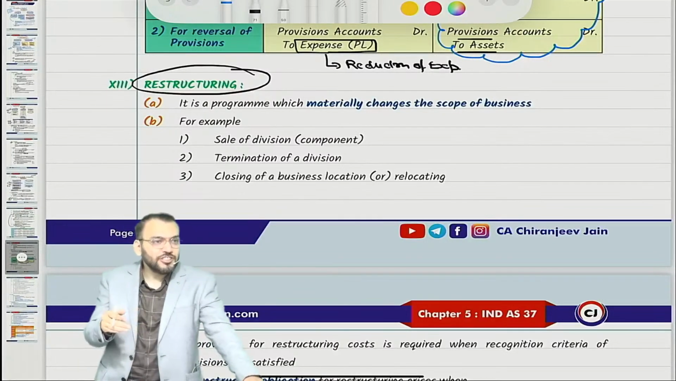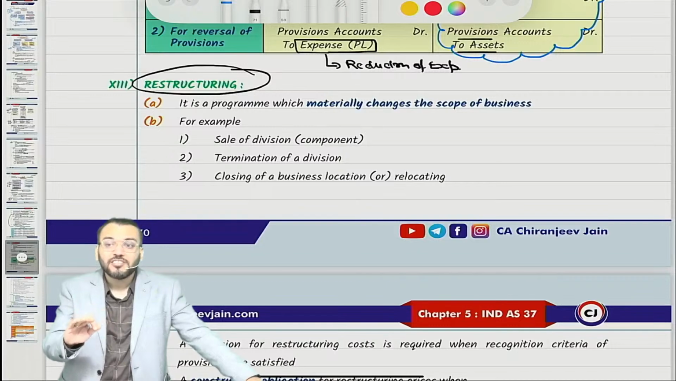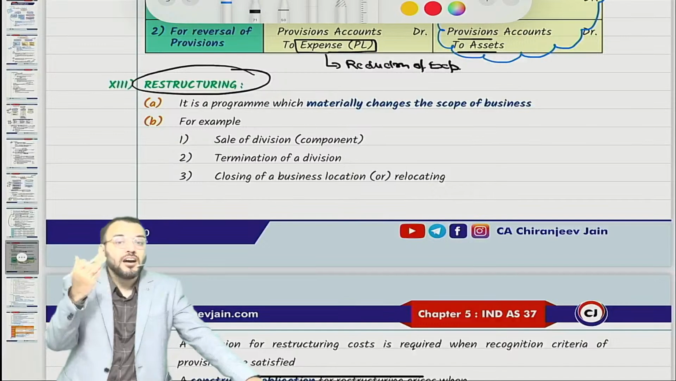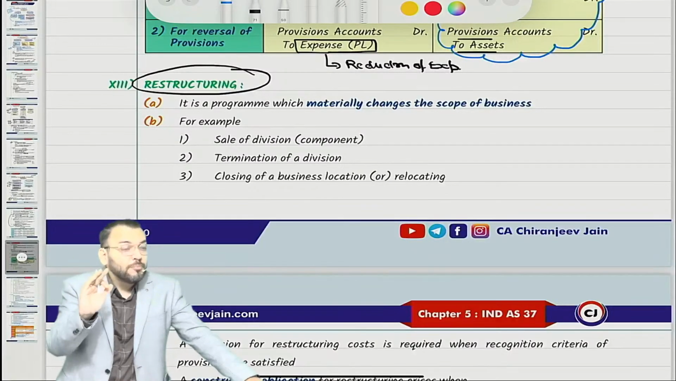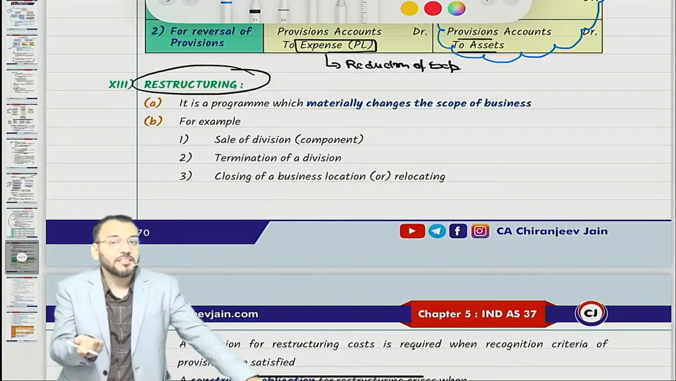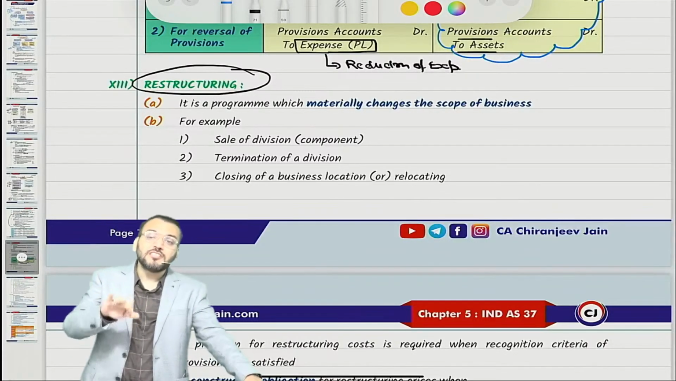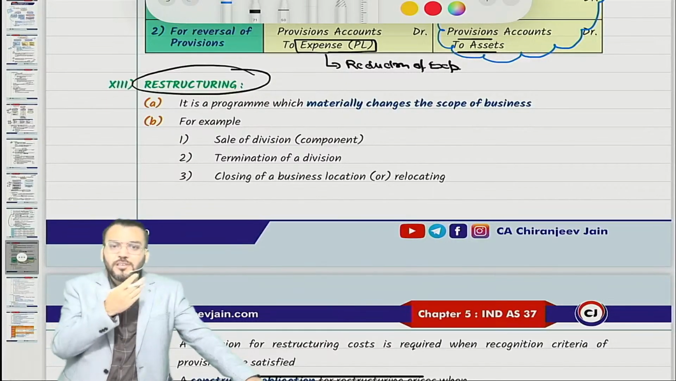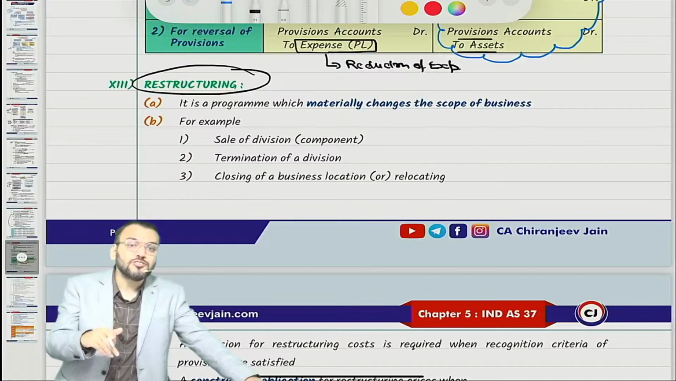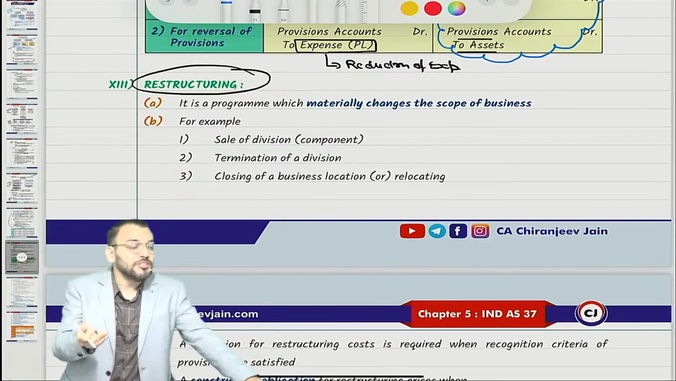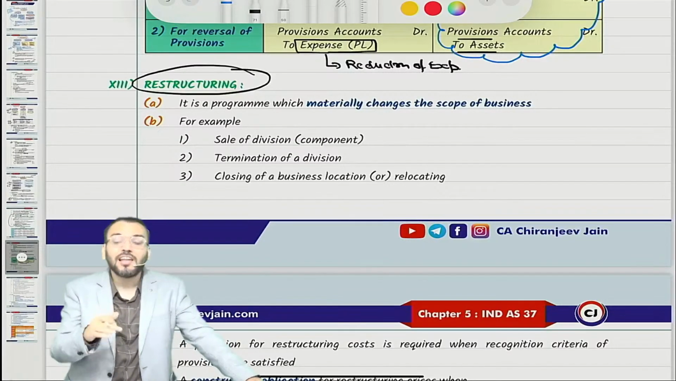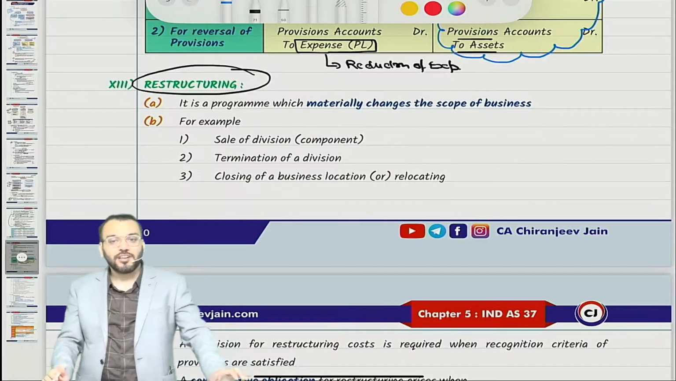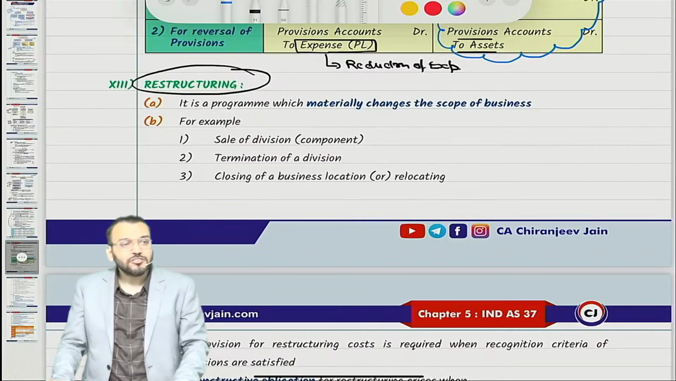Right now I am teaching in this location, so we may decide to change the location of our teaching. We may shift from this location to another for better locational advantage. Or we may decide to terminate this business and start a new business. For example, when COVID-19 came, we decided to terminate our face-to-face classes and start recorded classes or live classes. That is also one type of restructuring.